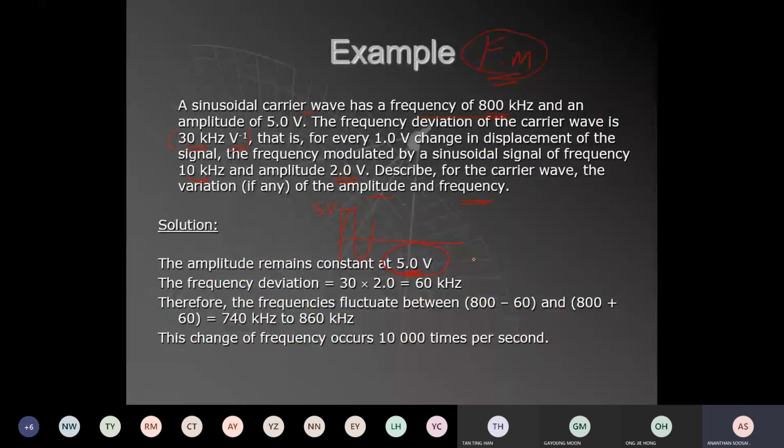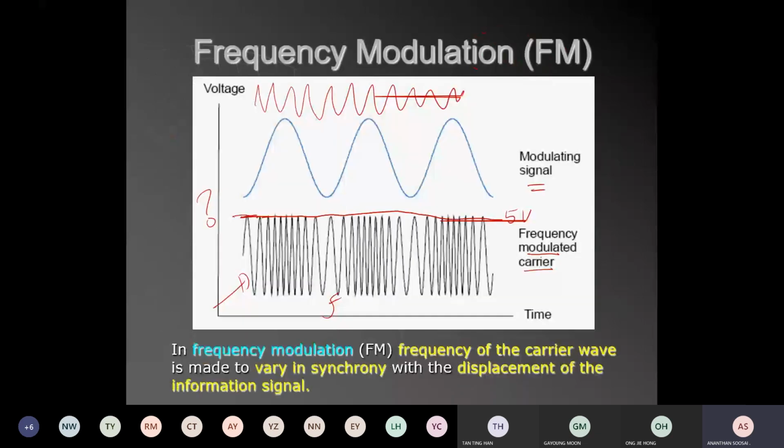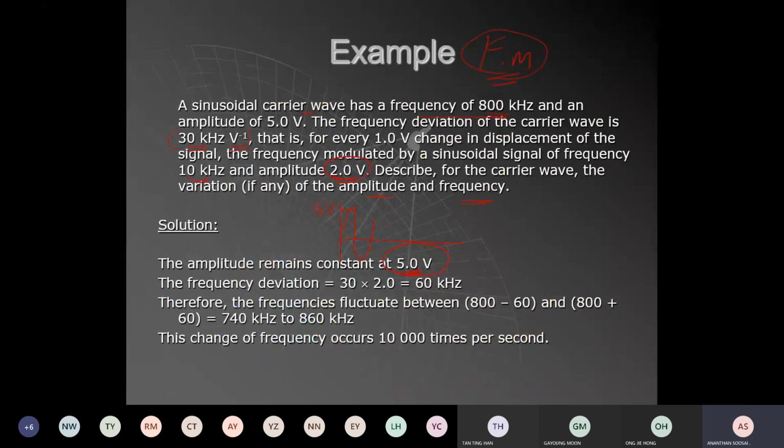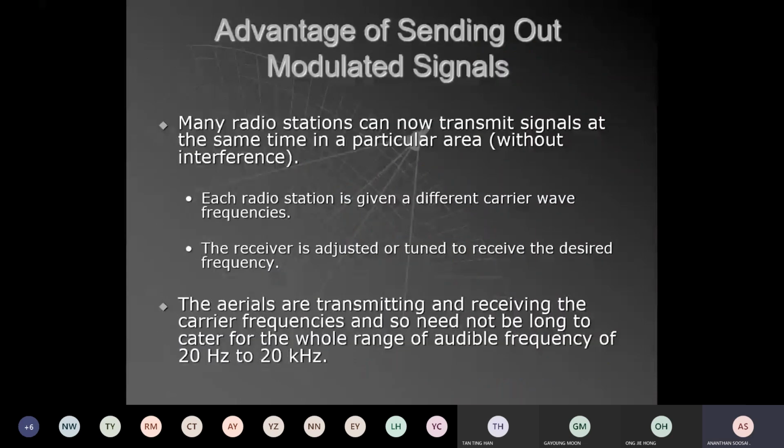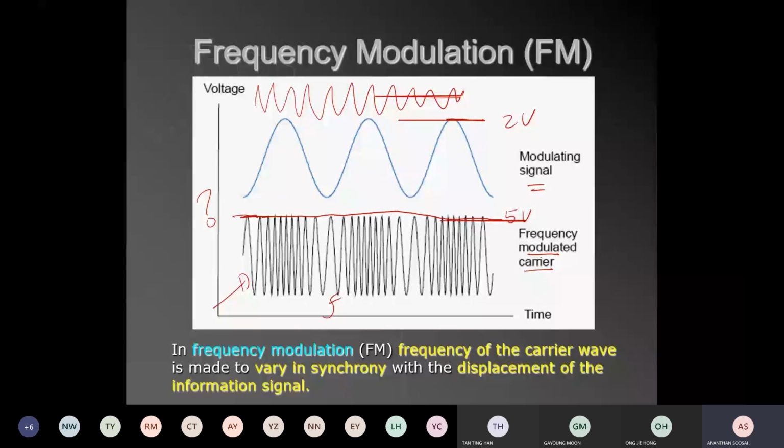Then how about the frequency deviation? How much is the frequency going to deviate? What is the voltage of the signal? The voltage of the signal is 2 volt. That means it's 30 kilohertz per volt, right? It's 30 kilohertz per volt of voltage change. That means for every 1 volt, the carrier is going to change by 30 kilohertz, 30 kilohertz per volt.